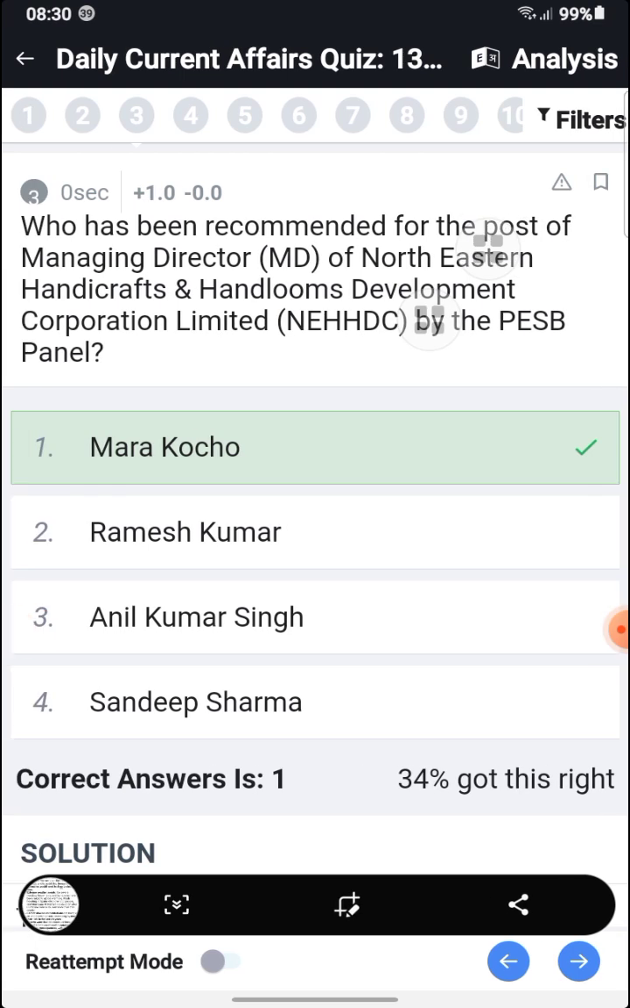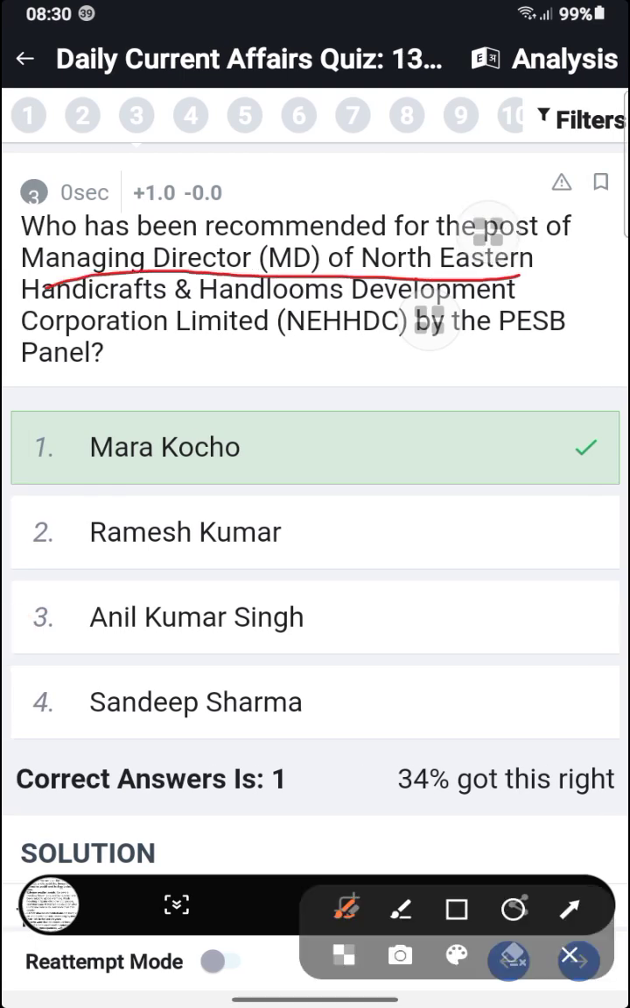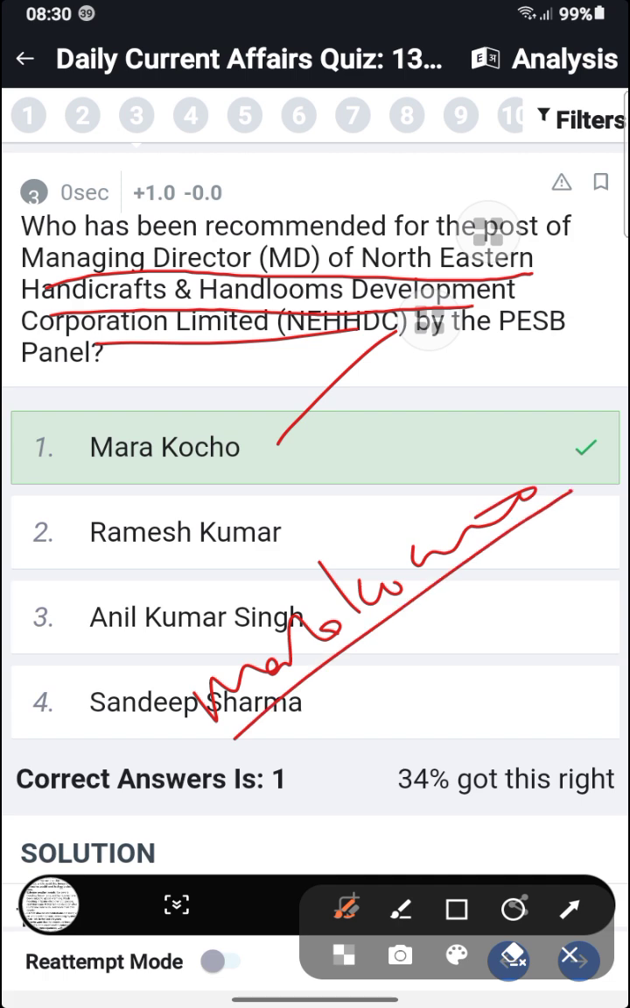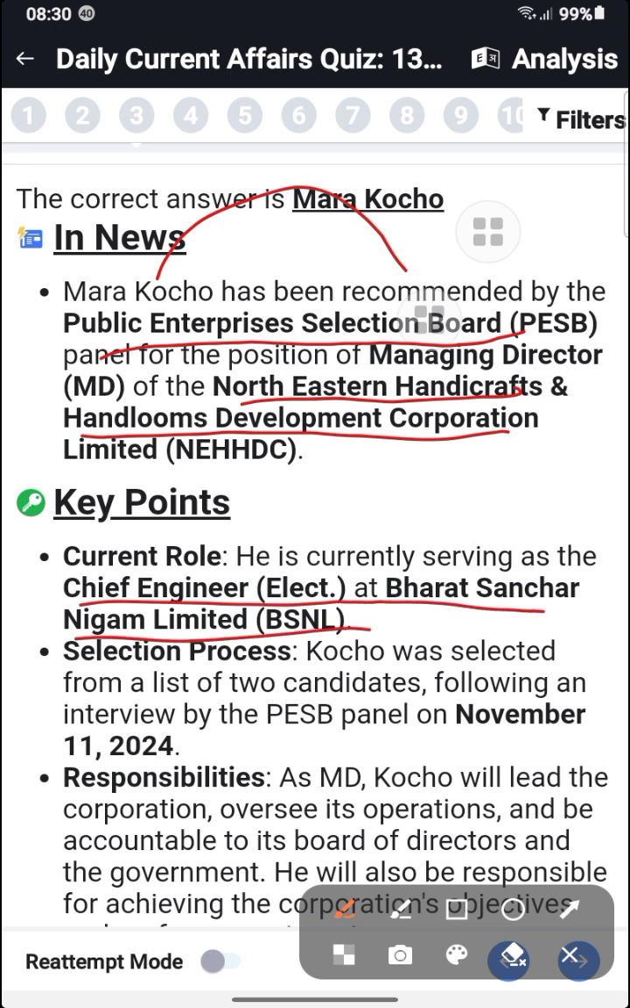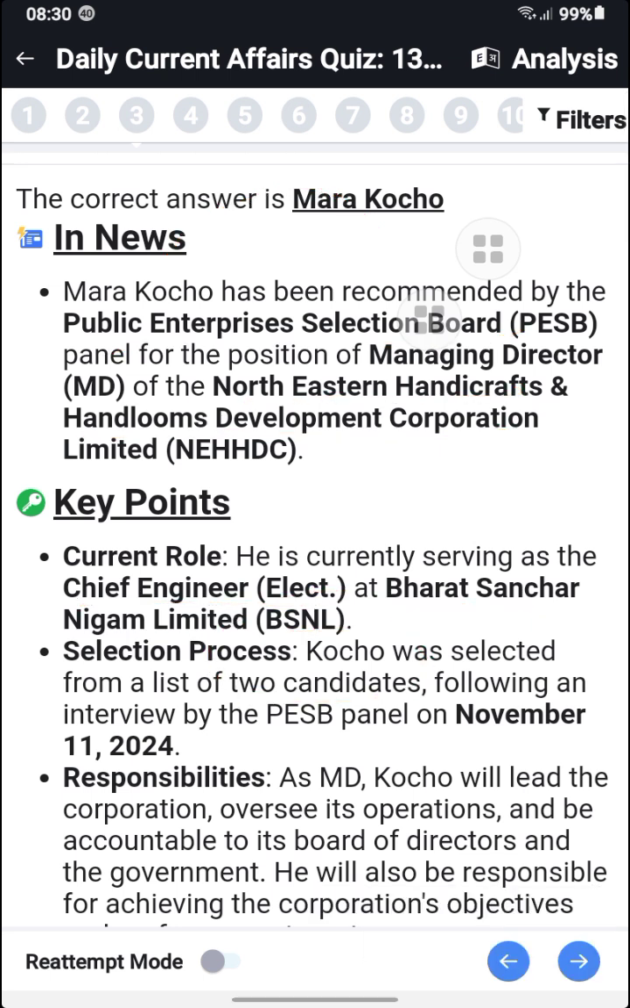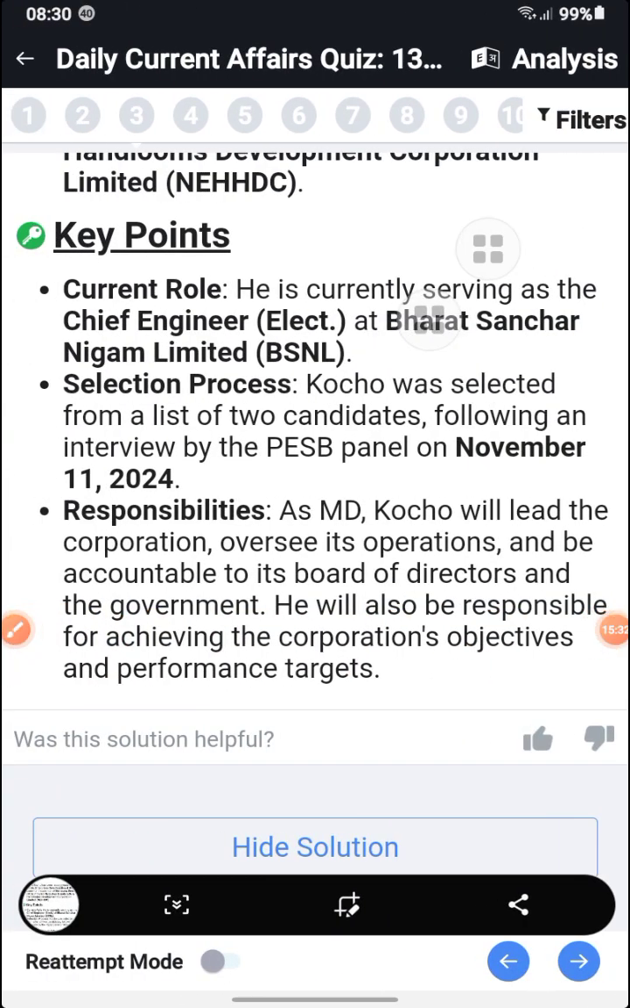Now who has been recommended for the post of managing director of North Eastern Handicraft Handloom Development Limited? That was Mara Kocho. Mara Kocho is recommended by the Public Enterprises Board as Managing Director of the Northeast Handicraft Handloom Development. He is currently serving as Chief Engineer of Bharat Sanchar Nigam BSNL, and Kocho was selected from the list of 2 candidates. Kocho will lead the corporation and be accountable to the board of directors and the government. Now that was important.